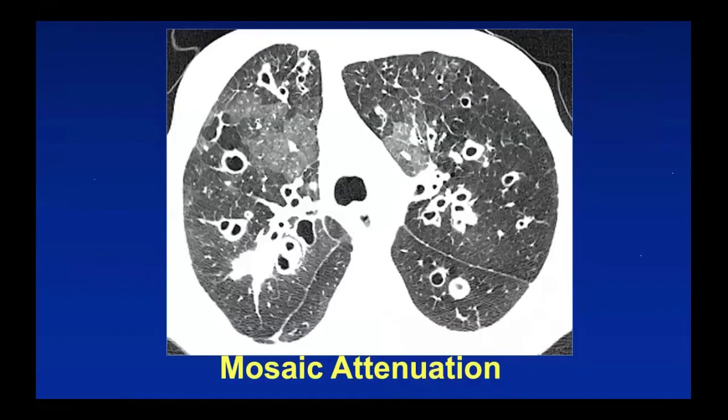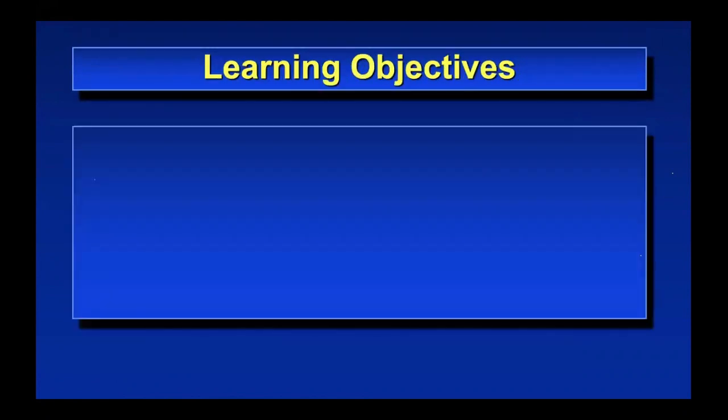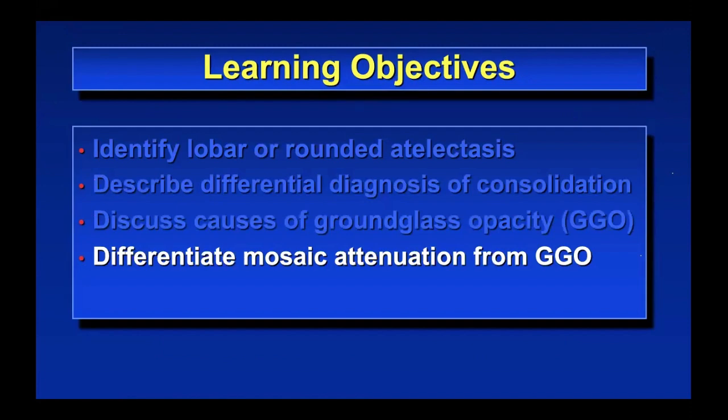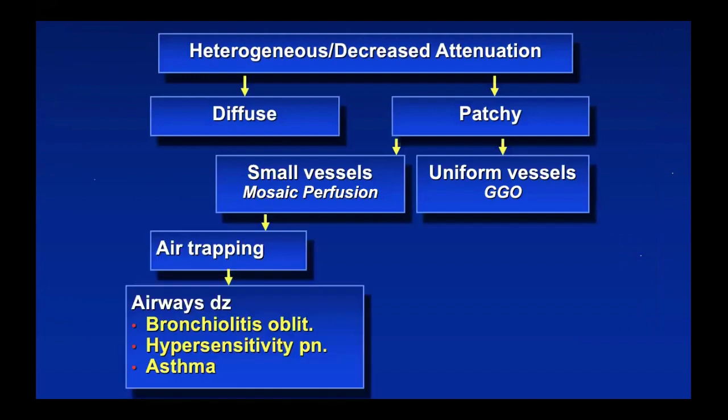Okay, so what is a mosaic? Mosaic is a bunch of different tiles put together with different colors. That was the original term of a mosaic. This is one from ancient Rome, from Pompeii, Italy. You see all sorts of different mosaics. They're often in the floor, or they can be in other places. And that's why we call it mosaic. Okay, now let's go on to differentiate mosaic attenuation from ground glass opacity. That's what we're doing now.